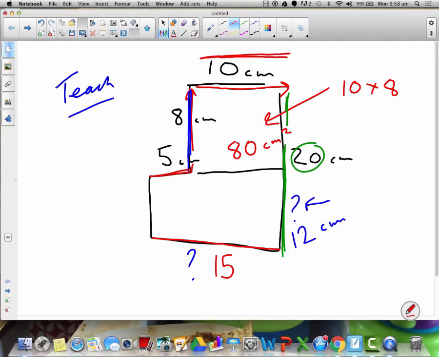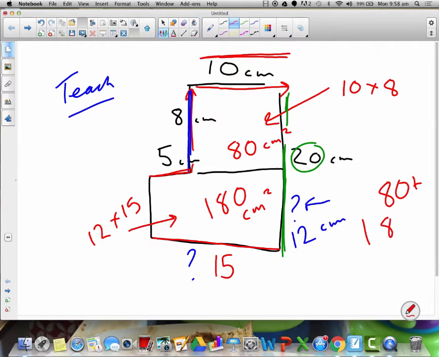12 times 15. Anyone actually know what that is? What do you think it is, Mr. John? Yeah, 180 centimeters squared, which means, guys, we add the 80 to the 180, and who knows what we get? What do we get, Tom? Yeah, we get 260 centimeters squared. Okay? Right, so there's one I just did for you.